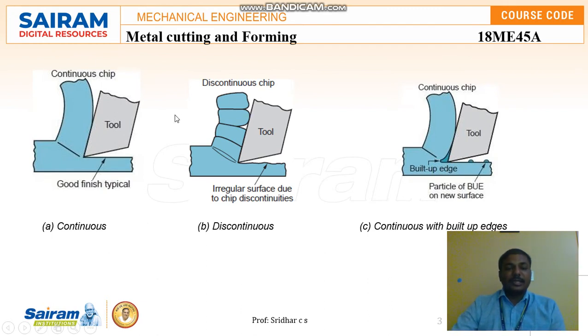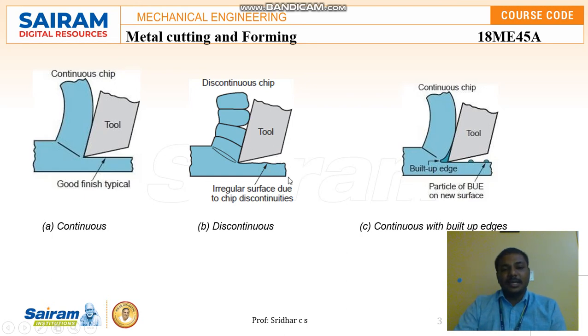You can see the discontinuous chips. See again, this is the workpiece where you want to place the tool. So the irregular surface is due to the discontinuous chips. You can see the small parts or small chips breaking. So that is what we call discontinuous chips.